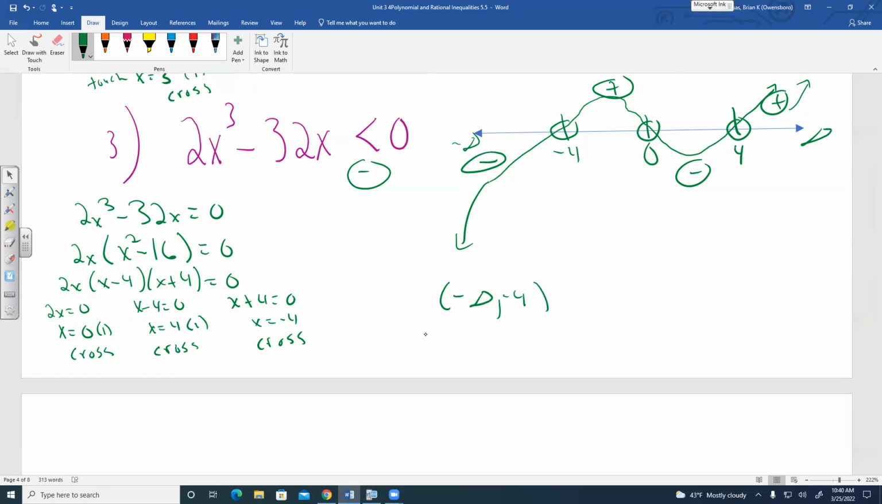And then between 0 and 4 would also, so in union with 0 to 4. And none of those endpoints are going to be included. These are going to be open intervals here. So 0 to 4 would also be where it's negative. So that would be your two intervals. So in this case, it's going to be two full intervals in your solution.